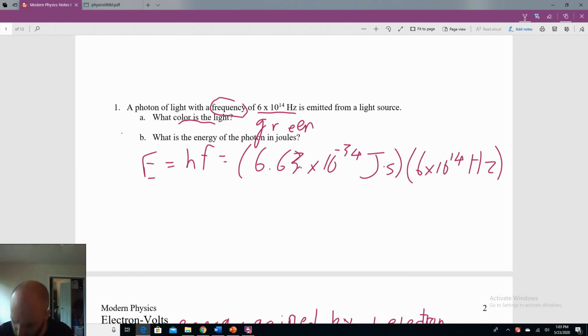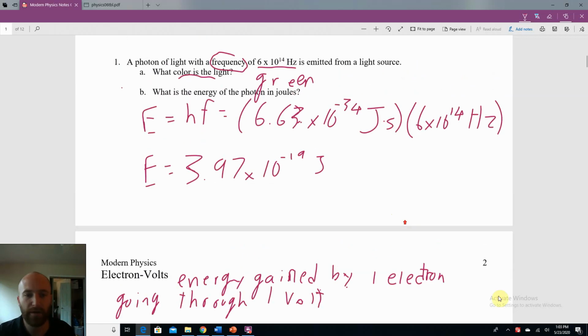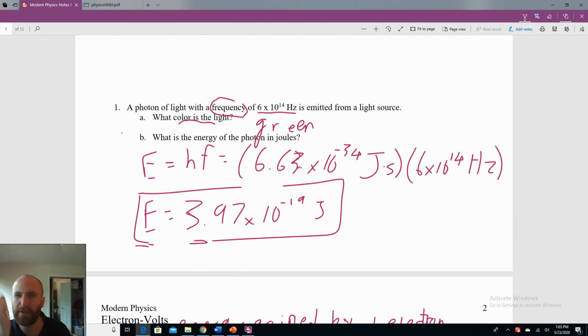Okay, multiply those two, I got 3.97 times 10 to the negative 19, I'm sorry, joules. Okay, and that's the energy of this light. So it's this photon, this tiny, tiny, tiny little piece of light, this tiny particle of light, has this much energy.